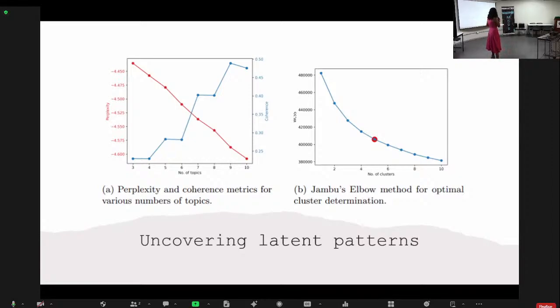For K-means, we use Jambu's elbow to determine the number of groups or clusters. In this process, a decrease in inertia is observed as the number of clusters increases. The appropriate choice is identified at the point where the decrease in inertia slows. For topics, we choose 10, and for groups, in this case K-means, 5.